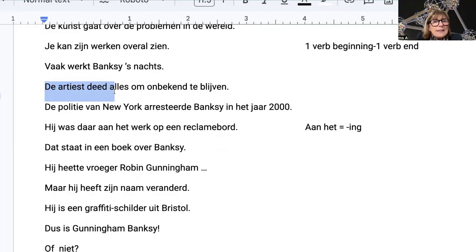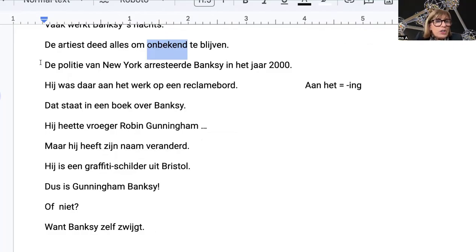De artiest deed alles om onbekend te blijven. So the artist did everything to, and the to in Dutch, it's om te. Om te meaning to, like in order to. Blijven, to stay unknown. Yes, he did everything to stay unknown. It should stay a mystery.